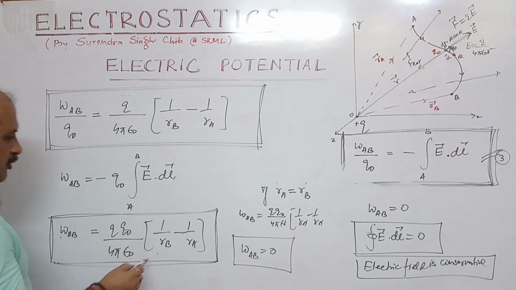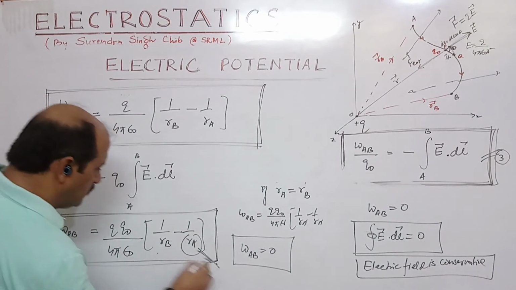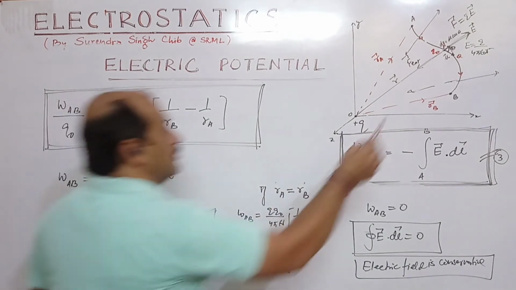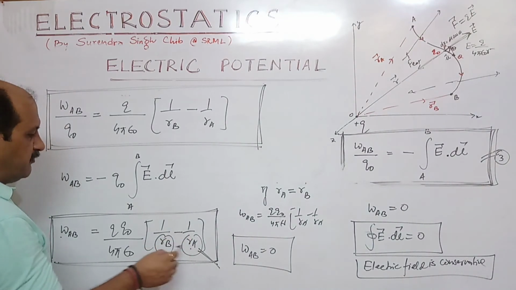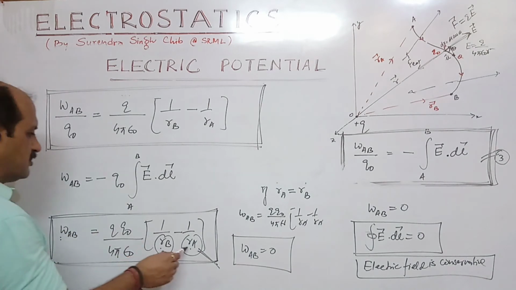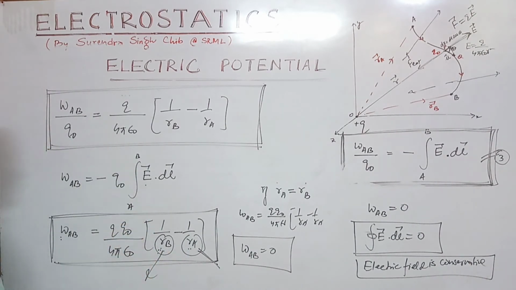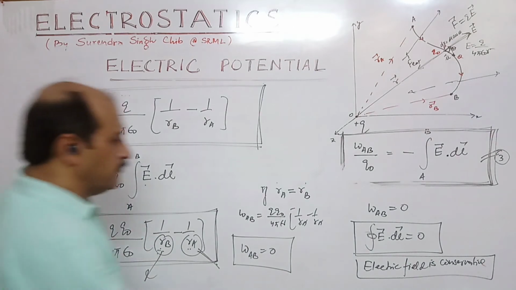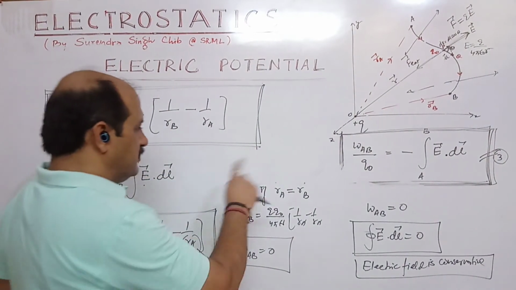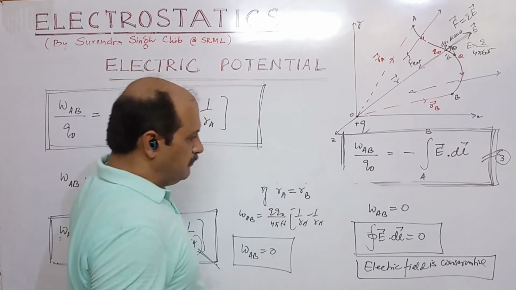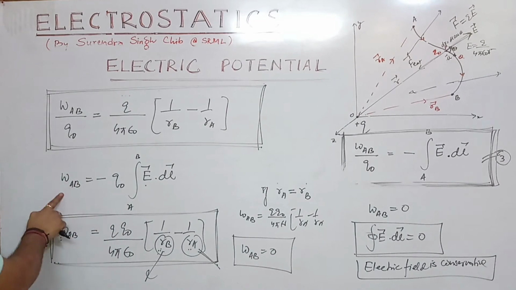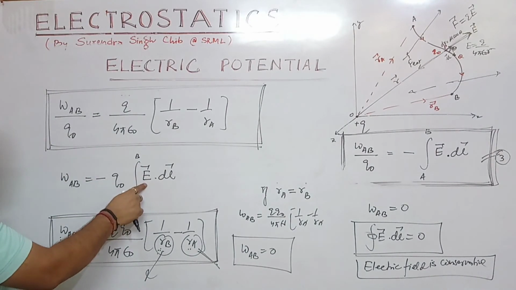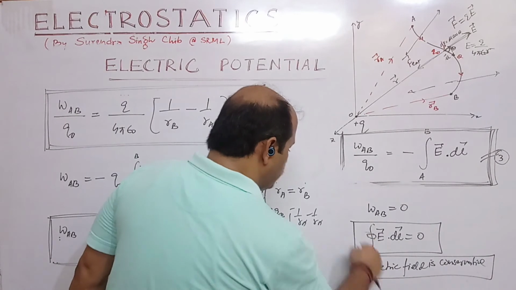Since the work done depends only on the initial point and the final point, not on the path. Not on the length of the path, not on the nature of the path, but only on the initial and the final points. This proves that electric field is conservative. But mathematically, this is better. If the path is closed, the initial and the final positions are the same. We have proved that work done is 0. And if work done is 0, with the help of this formula, the line integral of electric field is 0 over a closed path.